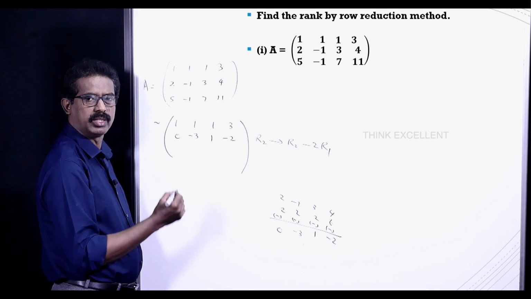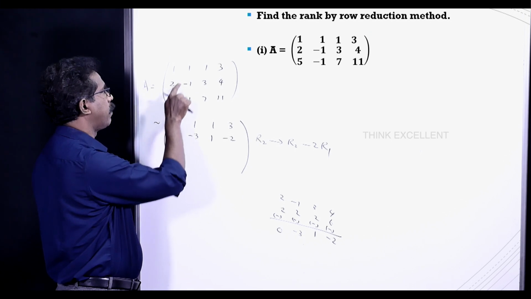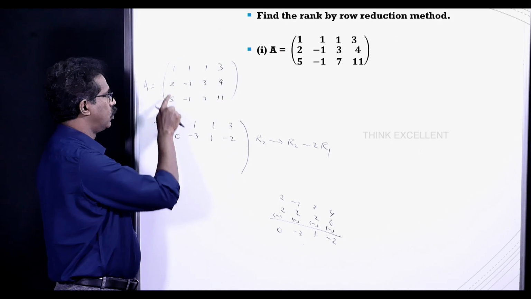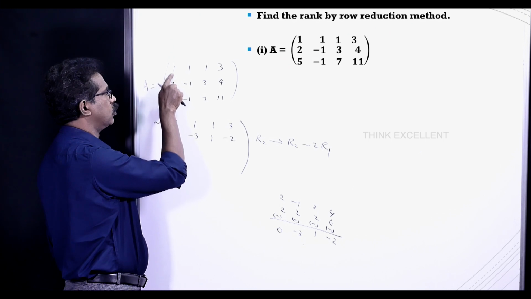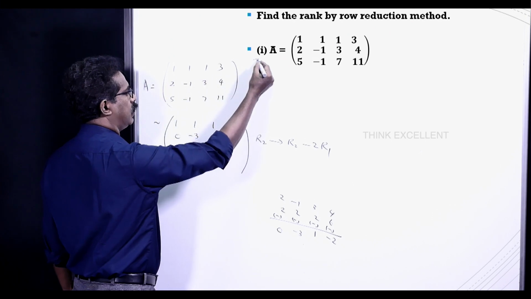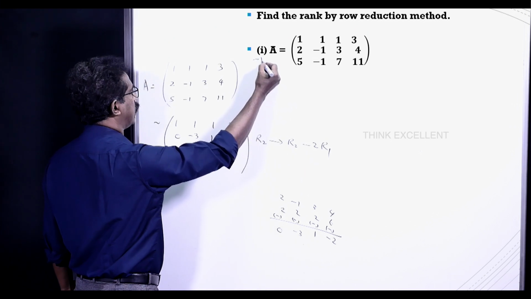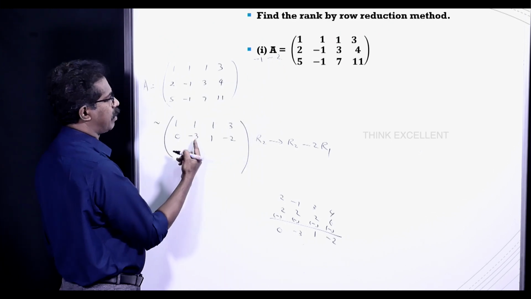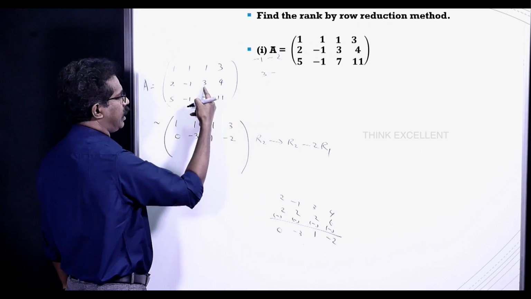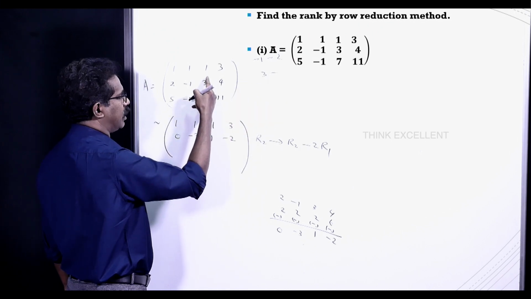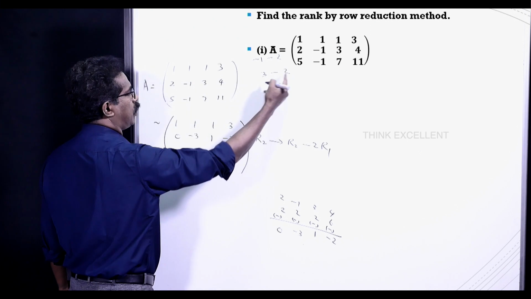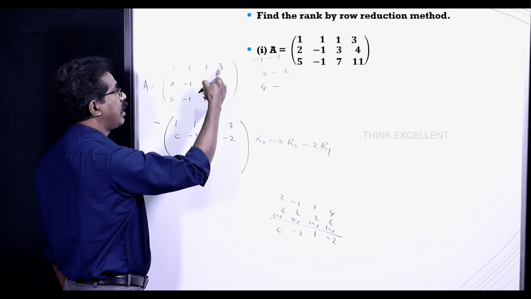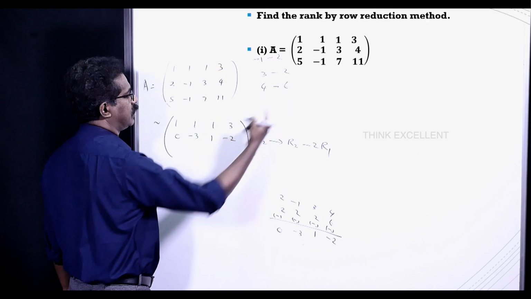Initially you can start like this, but you can do directly also. Listen, 2 minus 2. Remember, you have to multiply by 2 and subtract. So 2 minus 2 times 1, 2. So 2 minus 2, 0. Minus 1, minus 2 times this. 2 into 1, 2. So you are getting minus 3. 3 minus 2 times this, 2 into 1, 2. So 3 minus 2, 1. 4 minus 2 times this. So 4 minus 6, like that you can write.